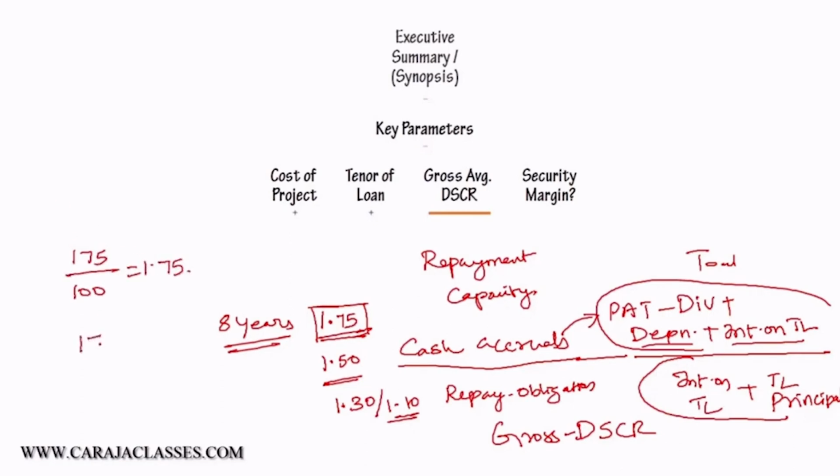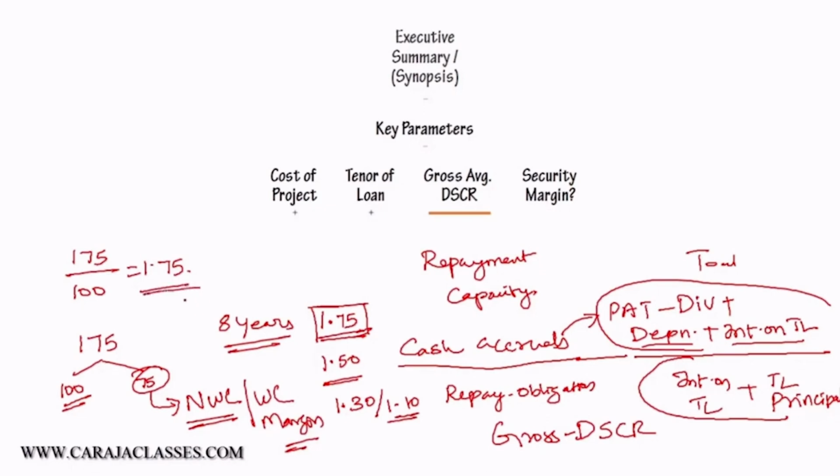It means out of 175, you are going to use 100 for repaying principal and interest. It means you are left with 75. Why should the 75 be left? This is required because this money should go as net working capital, supporting the working capital margin of the business. At the cost of the term loan, you cannot compromise the working capital margin. That's why banks prescribe levels like 1.75.